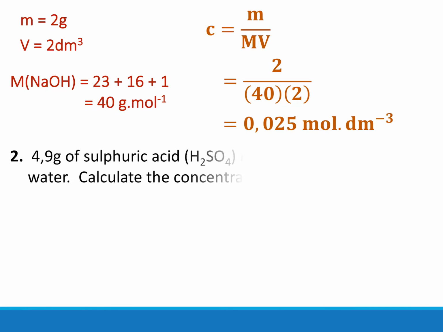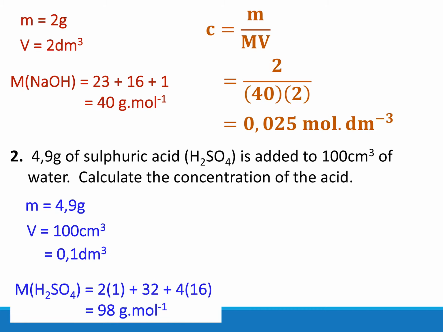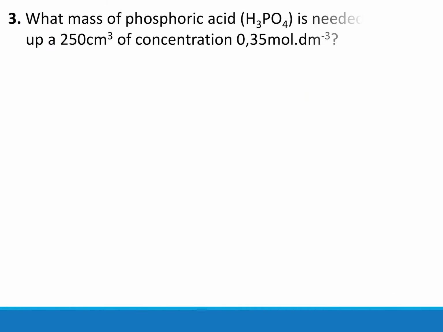It's quite straightforward. Now we have 4,9 grams of sulfuric acid, H2SO4, added to 100 centimeters cubed of water. Calculate the concentration. So mass is 4,9. V is 100 centimeters cubed, but it must be in decimeters cubed, so I divide by 1,000. Molar mass of sulfuric acid, which we've done lots over the last little while, is 98 grams per mole. Straightforward substitution in the equation. We put it into our calculator, and there's our answer. There's really not too many things that are difficult about this.